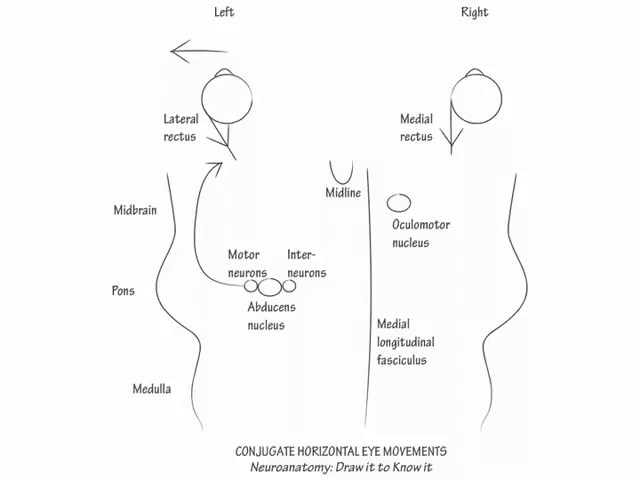Show the left abducens interneurons project fibers across midline to join the right medial longitudinal fasciculus. Next, indicate that these fibers ascend the medial longitudinal fasciculus to synapse on the right oculomotor nucleus. Finally, show the oculomotor nucleus innervate the right eye's medial rectus muscle, which drives it to the left, medially.